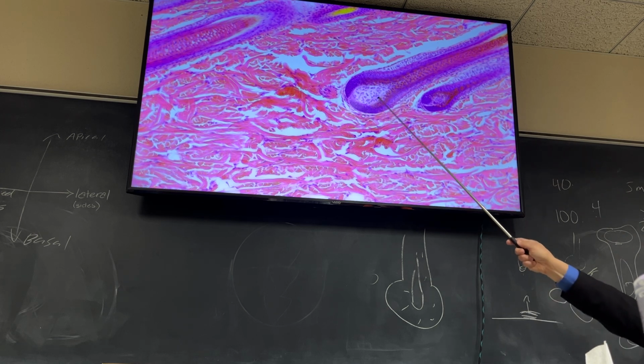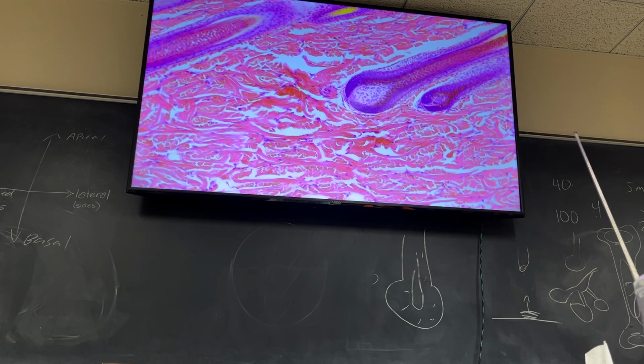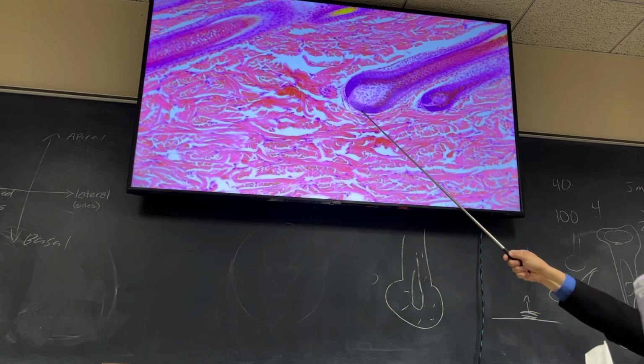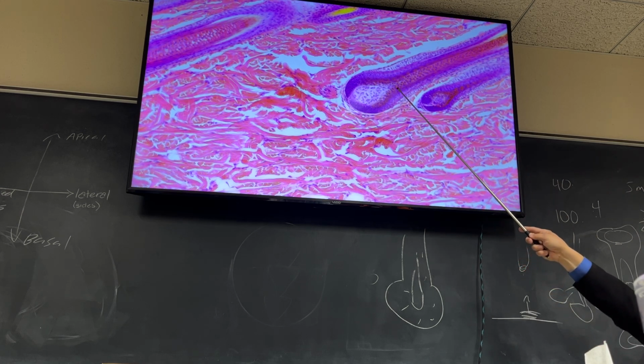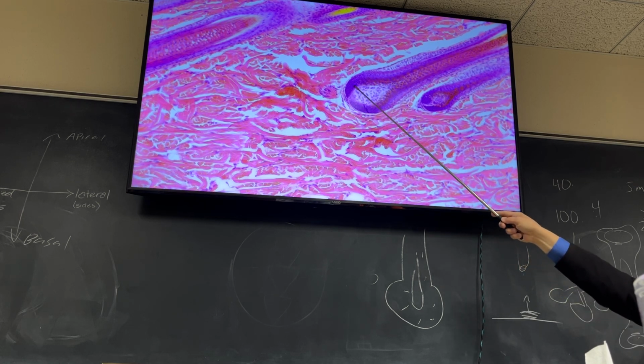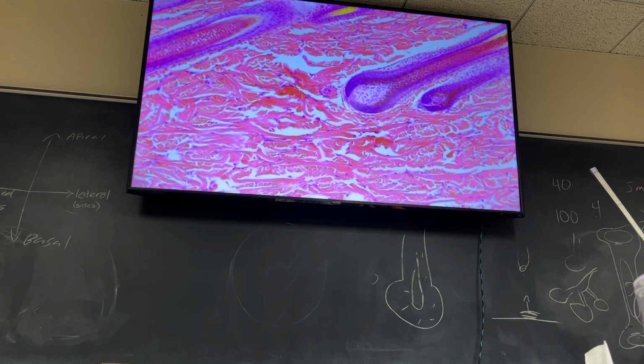So, dermal papillae is this part, right? That's the dermis that comes up into it. It's actually not this part, but it's this part that comes back into it, right? And then the germinal cells, this kind of weird part here around it, is the part that grows the hair, right?